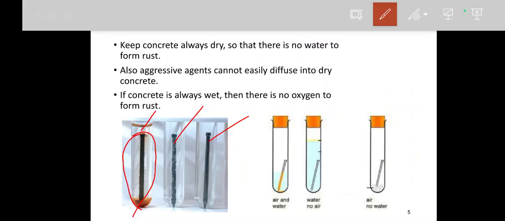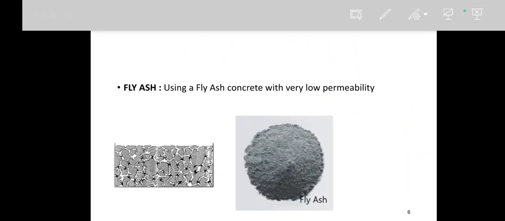Concrete is a porous material, which easily gets excess water and air during the rainy season. Once the reaction has started, the mechanism will continue until the reinforcement is fully eaten away. Let us move on to the next slide.